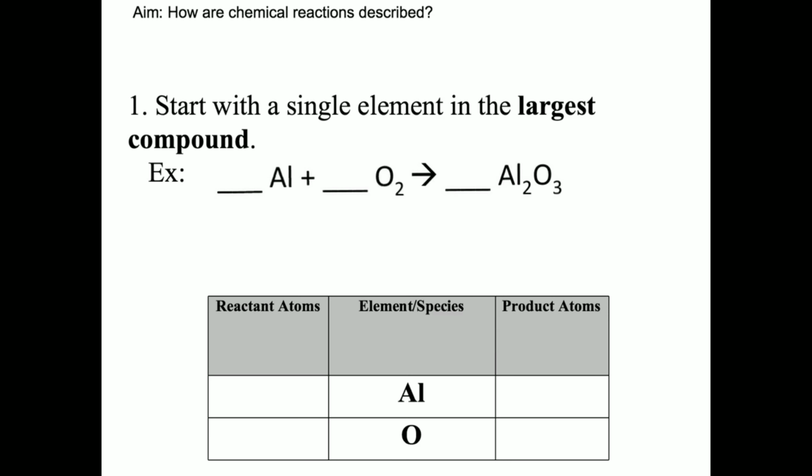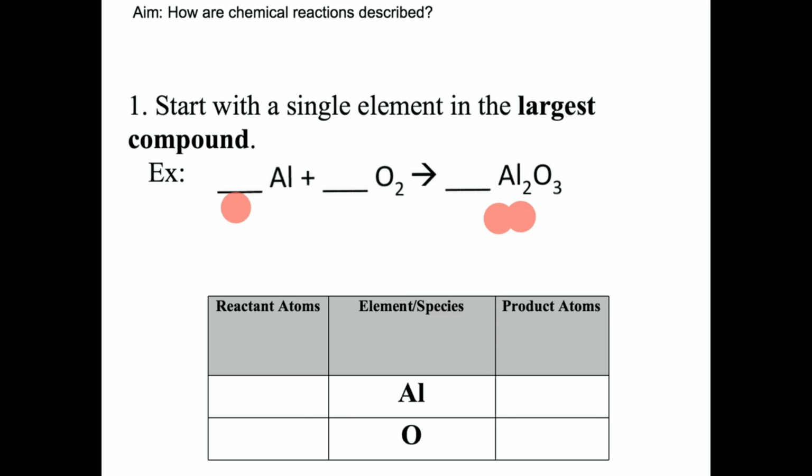Here is a description of 4 tricks to balancing. Again, today we're going to balance in both pictures and with a chart. You can pick the technique that works best for you. In this reaction, we begin with aluminum. We'll make aluminum a red element. On the reactant side, there's 1 aluminum, and on the product side, there are 2.